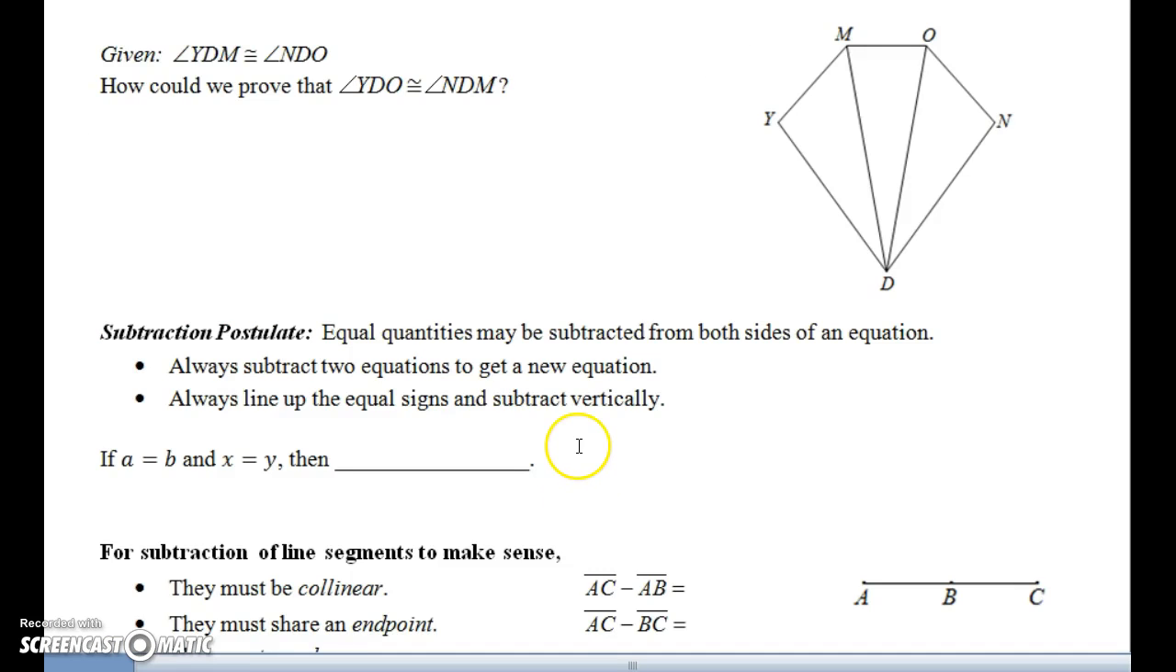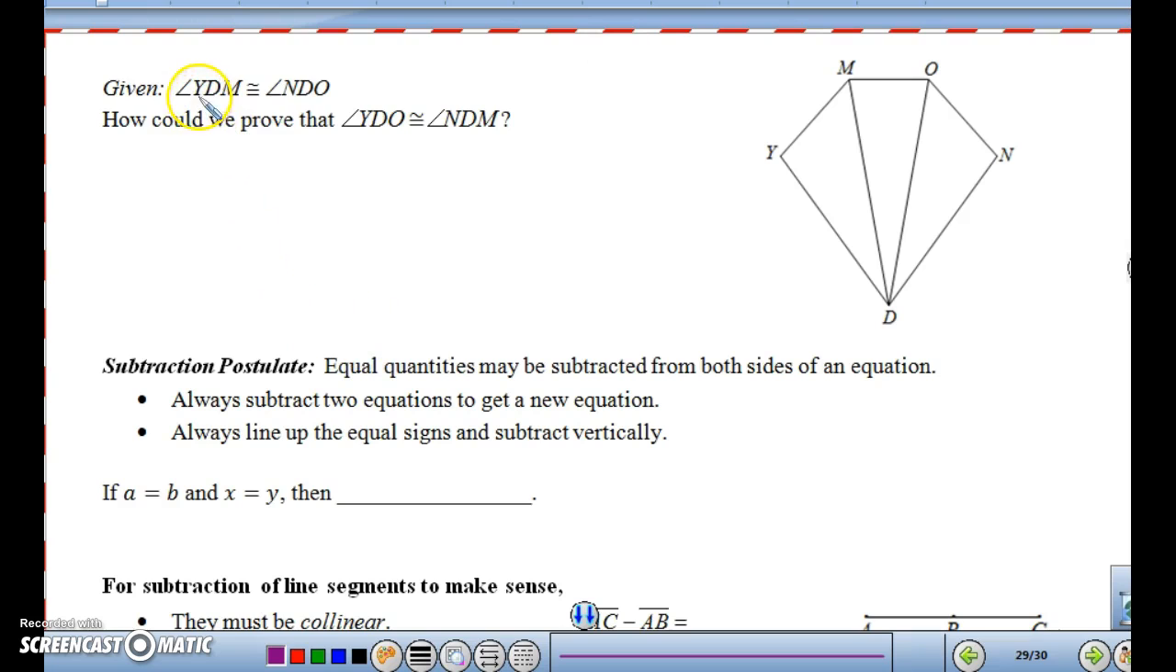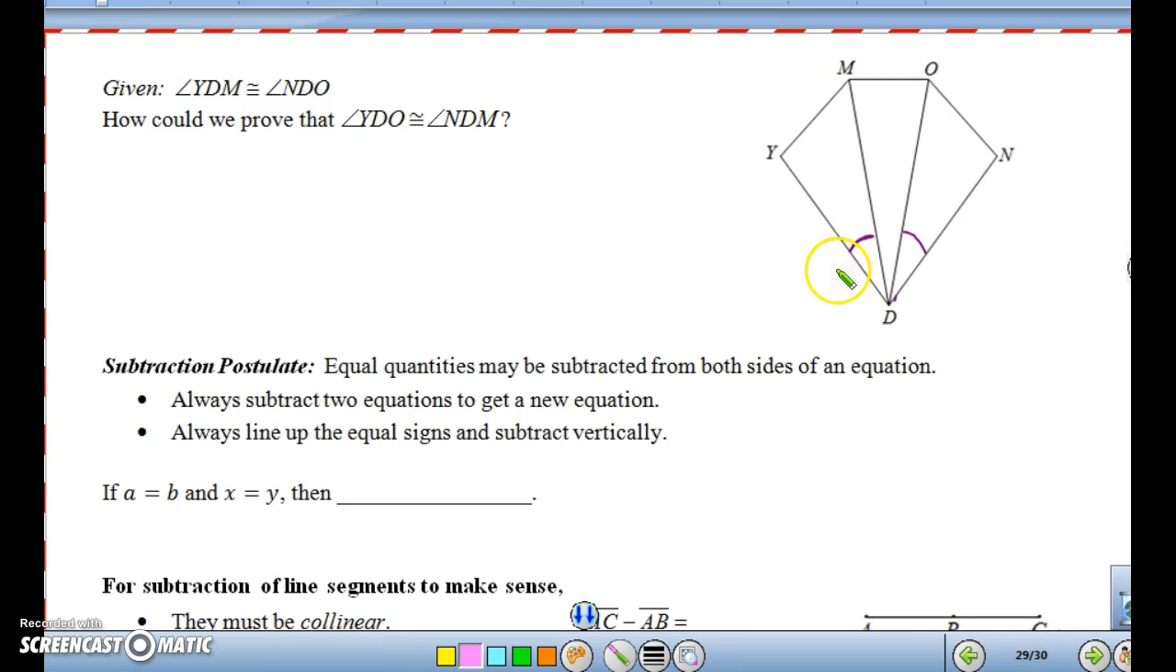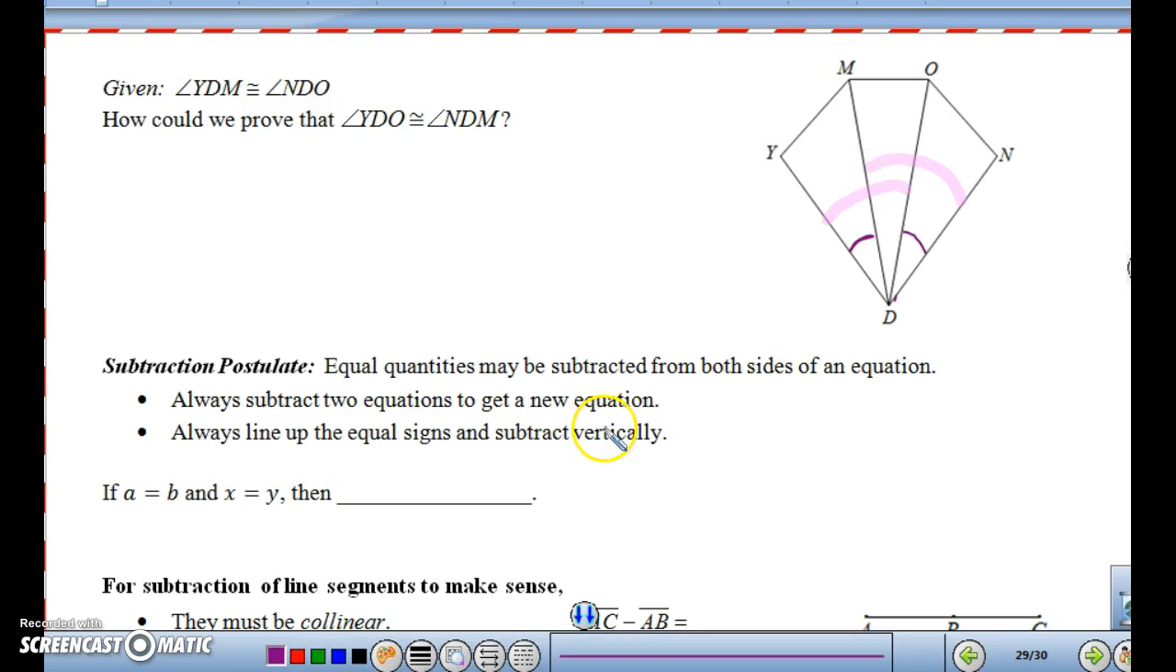All right, let's try a little challenge. We have angle YDM, which is here, is congruent to angle NDO. Those two angles right there are congruent. But I want to prove that angle YDO, which is this angle right here, is congruent to NDM, which is this angle right here. Now I want to be able to add because I've got a bigger angle, but I don't have anything to add to this or this that's stated. But what am I actually adding to YDM and NDO?